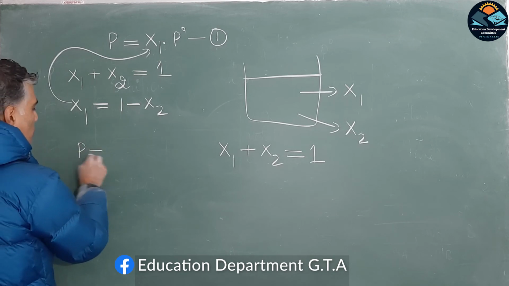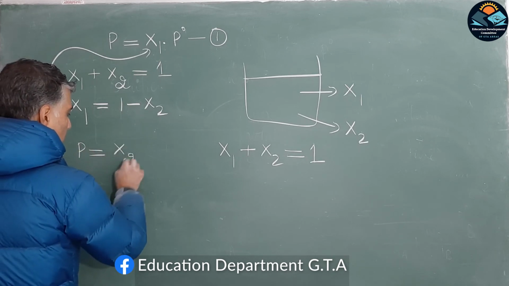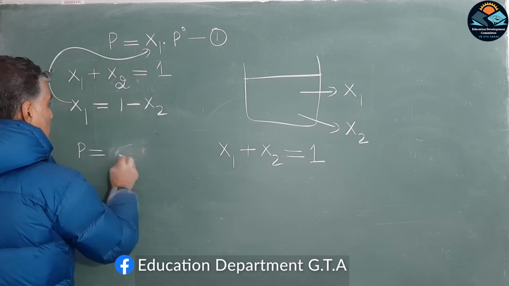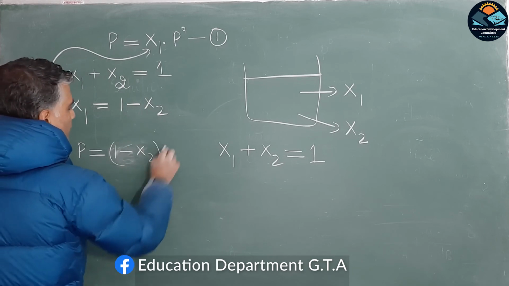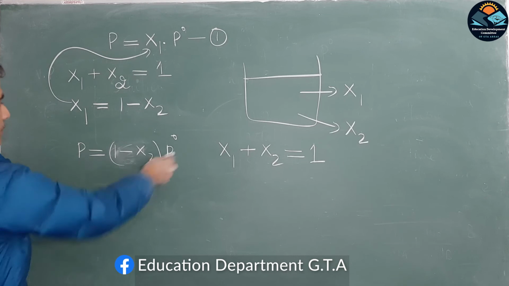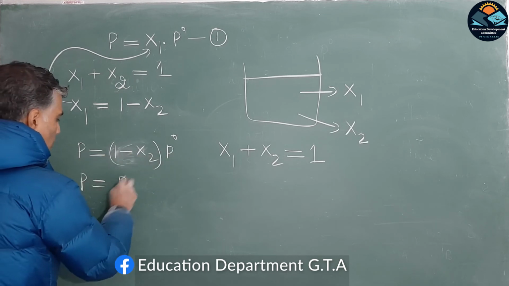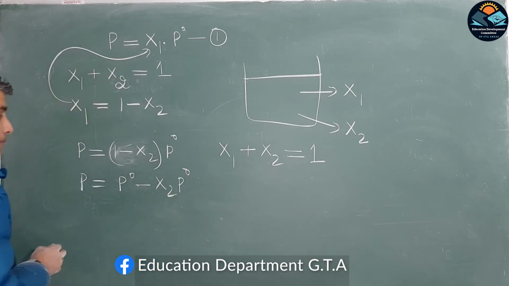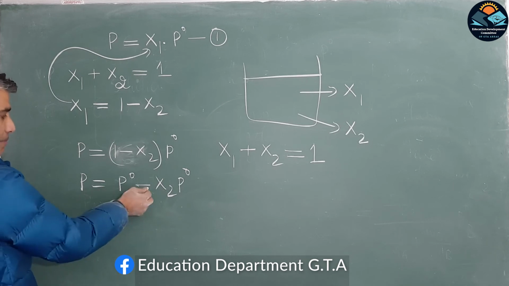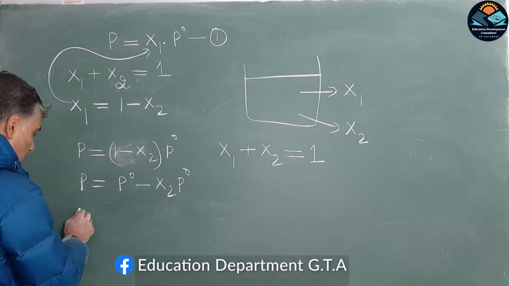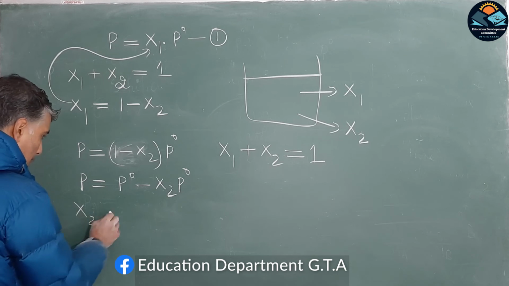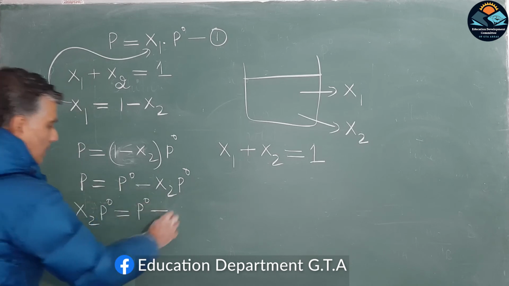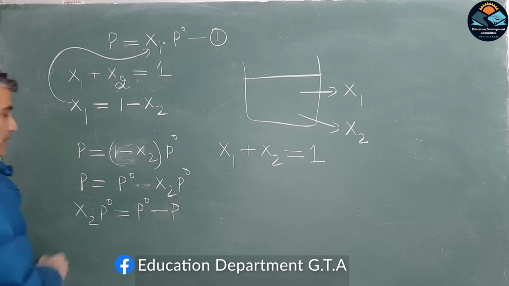So I'll have P equals to, sorry, I'm replacing x1 as 1 minus x2, then P degree. Then let me multiply inside: P is equal to P degree minus x2 P degree. Let me take this to the other side. This is minus, so when it comes here, it becomes plus. So x2 P degree is equal to the other side, P degree, and this P goes to the other side and becomes negative.